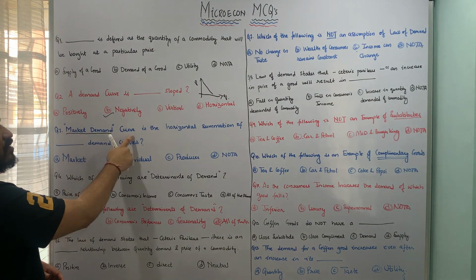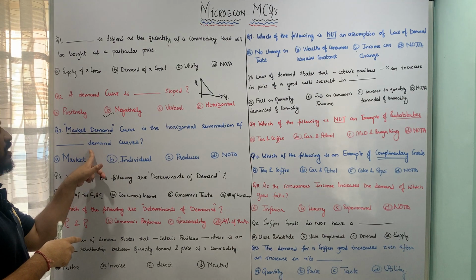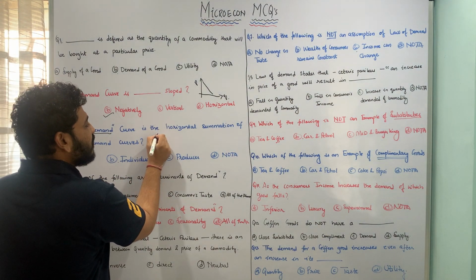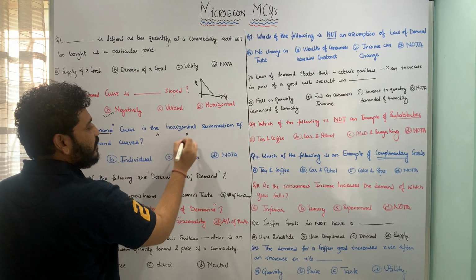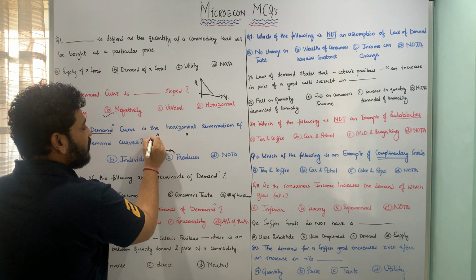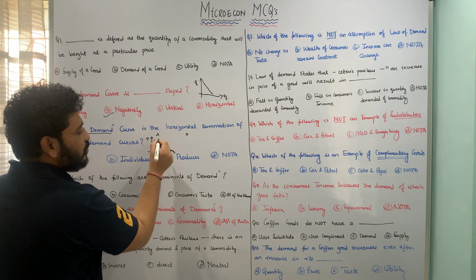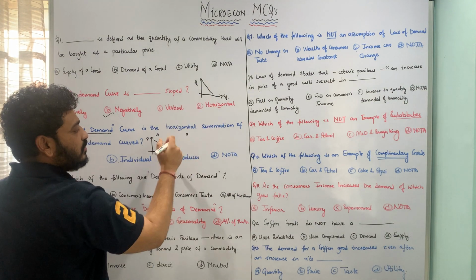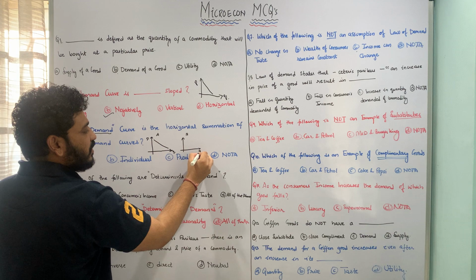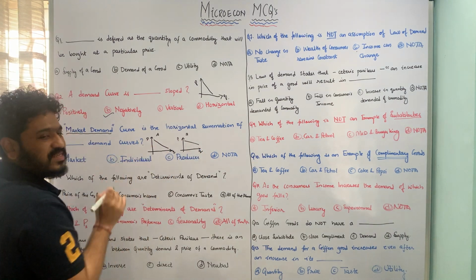So market demand curve is a horizontal summation of the individual's demand curve. Let us assume that there are two individuals, individual A and B. Here I am looking at quantity, here at the price. For example, this is individual A's demand curve, because it is negatively sloped. Then again here quantity and price. This is individual B's demand curve.